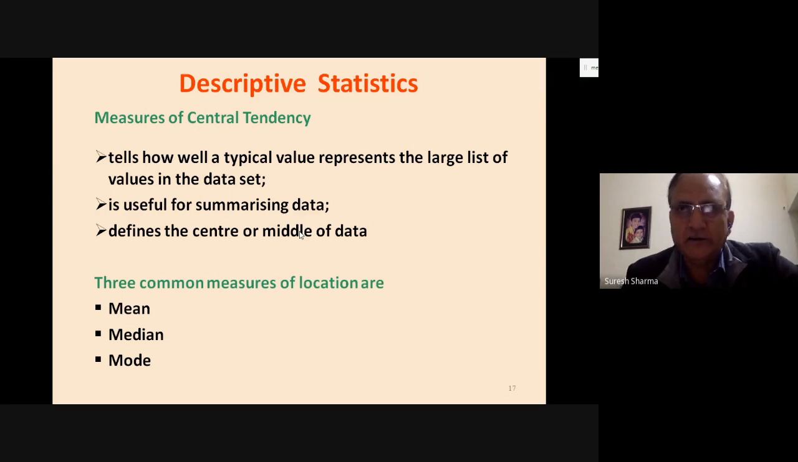But these are just 100 oranges. Suppose I give you 500 observations. Suppose I give you 5,000 observations. Suppose I give you 50,000 observations. Now, can I describe like that? It's not possible.